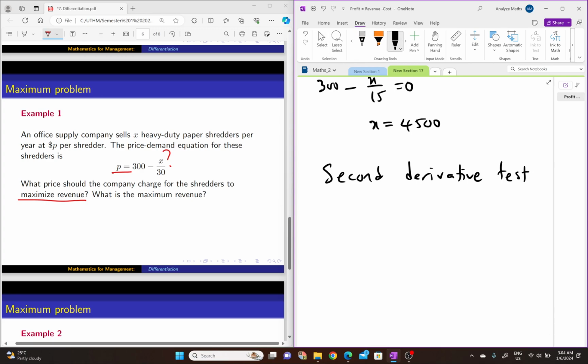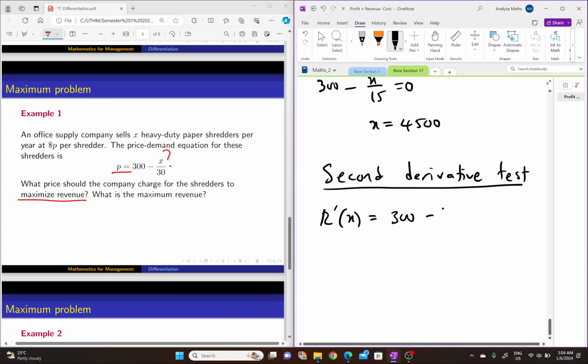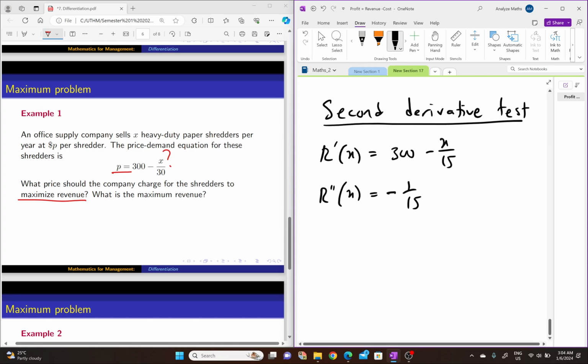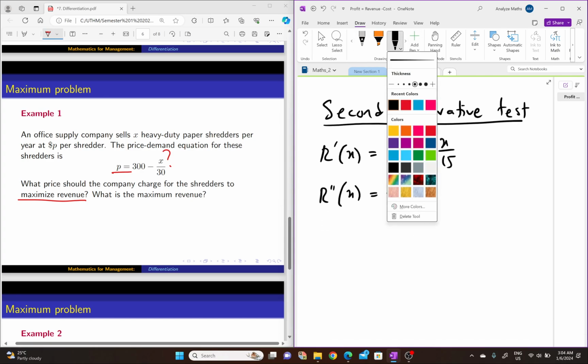Just now you differentiate this. When you differentiate this, what do you get? 300 minus x over 15. Now for the second derivative test, you differentiate this again, and you will get only negative 1 over 15.